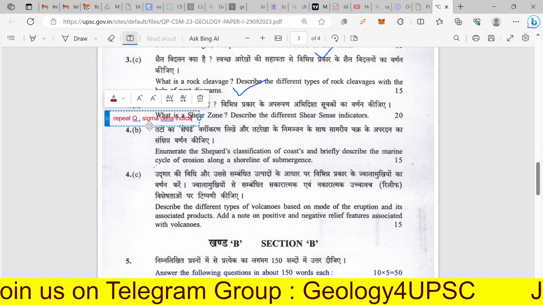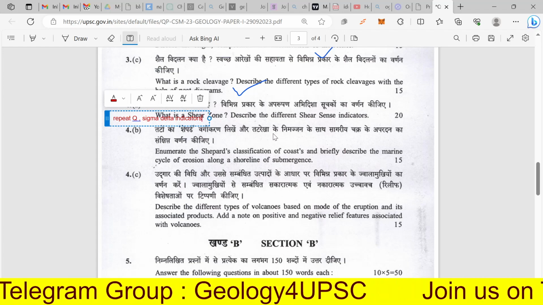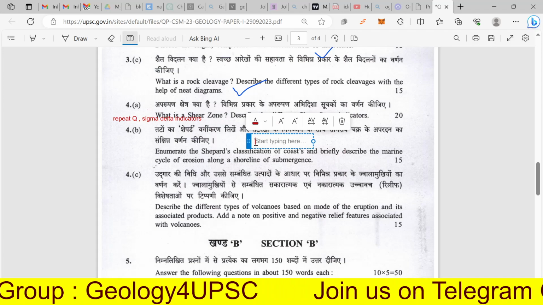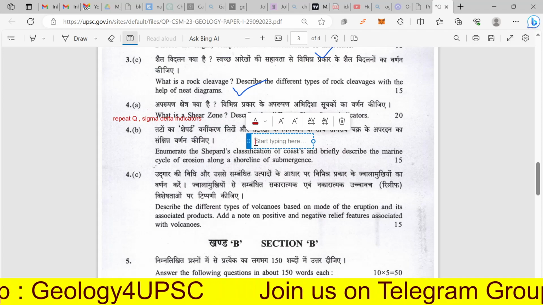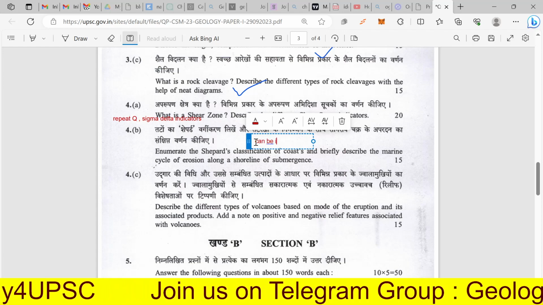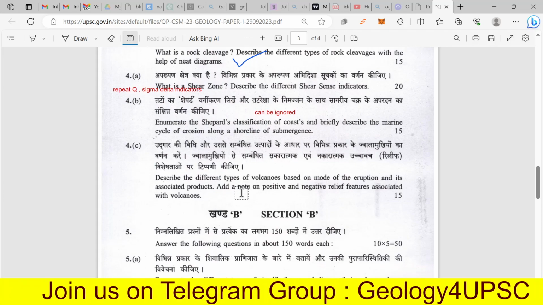indicators. And coming to the 4B, that is the Shepard classification. This is very specific, so I would suggest you read some standard books for it. 4C, this is regarding the types of volcanoes. This has also been asked in the PIQ in 2019, I guess, about various relief features.